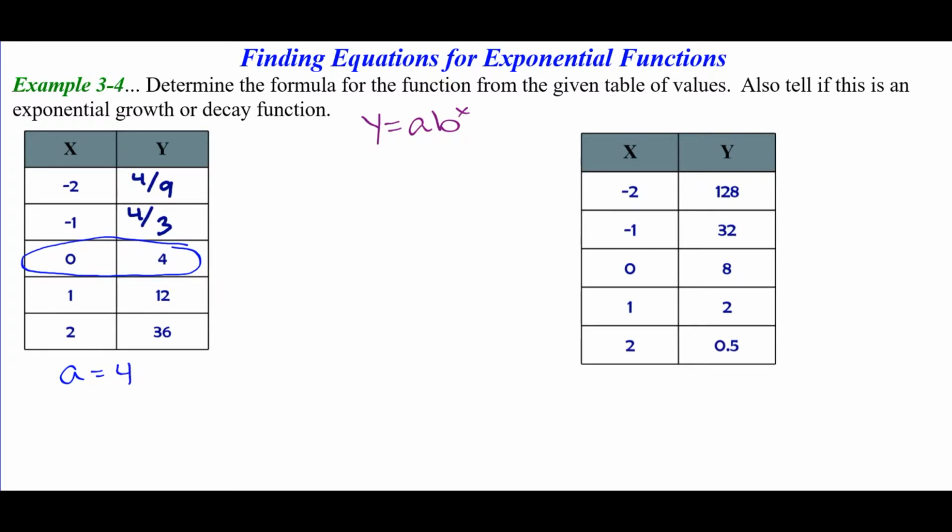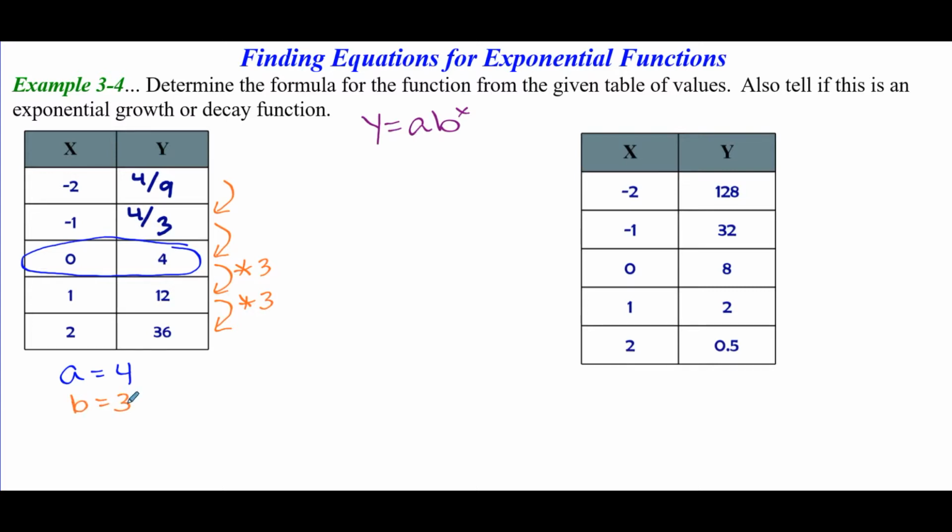Now we have a couple different ways that we can figure out the b value. You can just look at your table and try to figure out what multiplier I'm using to get from one x value to the next x value, as long as your x values are consecutive integers. So I'm going -2, -1, 0, 1, 2. Those are consecutive integers, so I can do that. Looking at this table of values, the fractions might be a little hard, but here you should be able to see 4 times 3 gives me 12. 12 times 3 gives me 36. So that tells me that I'm multiplying by 3 each time. So my b value equals 3.